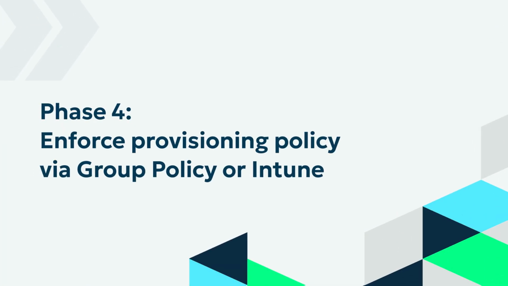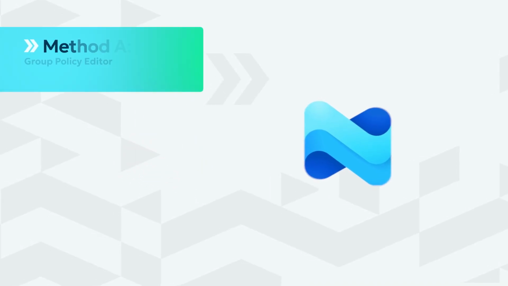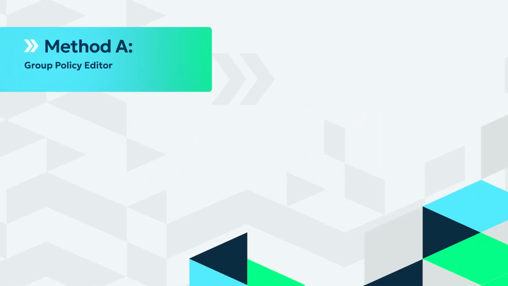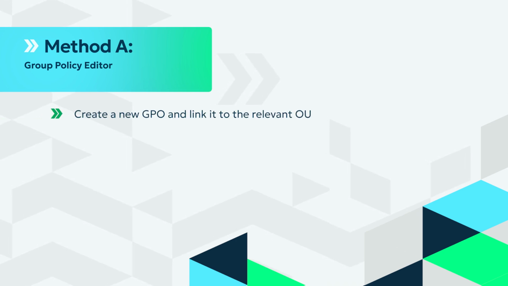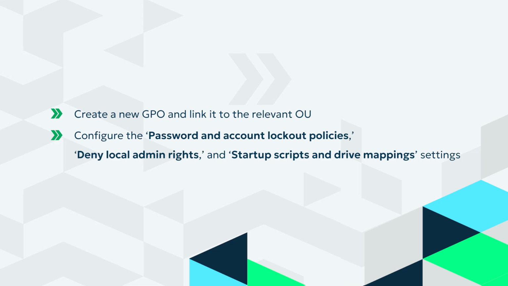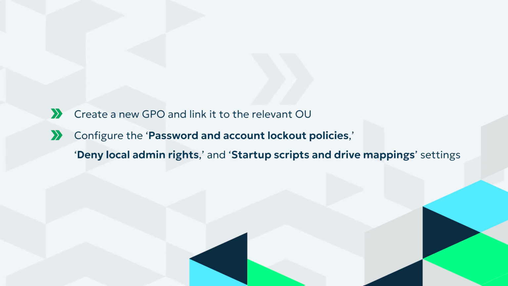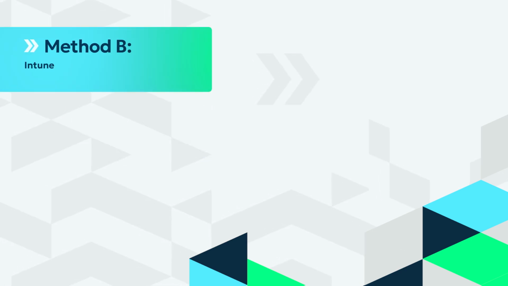Phase 4. Enforce provisioning policy via Group Policy or Intune. Lastly, use Group Policy or Intune to enforce provisioning. Method A. Group Policy Editor. For the former, create a new GPO and link it to the relevant OU. Configure the password and account lockout policies, deny local admin rights, and startup scripts and drive mappings settings.